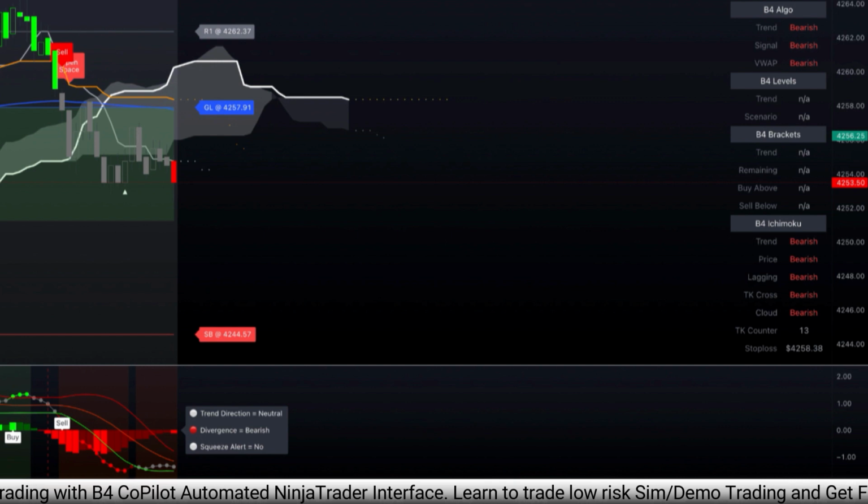Because of that and a few other factors, we went ahead and loaded the wagon and got large in this trade. What we're going to do now is a step-by-step demonstration of what we were seeing with the Ichimoku Show You, with the B4 algo, and how that corresponded with our B4 CoPilot trade execution. Watch as we go step-by-step throughout the trade process. We'll go back and forth between what we were seeing with the Show You and algo and what transpired on the tape.